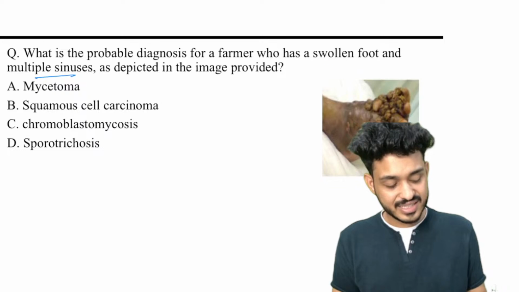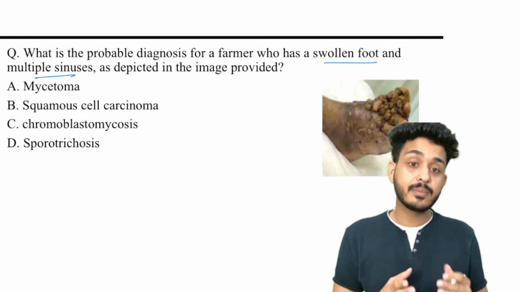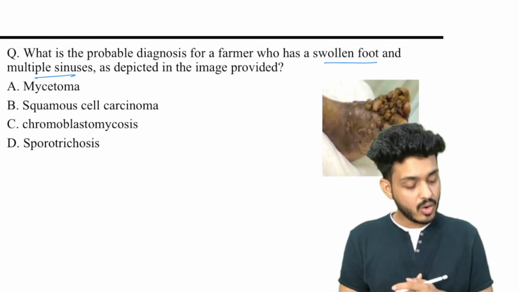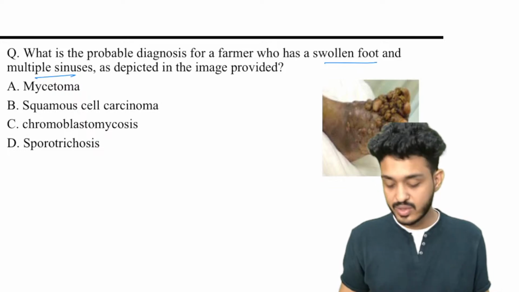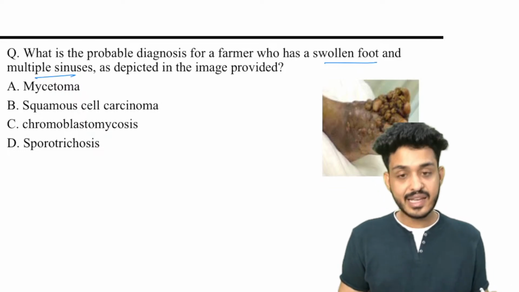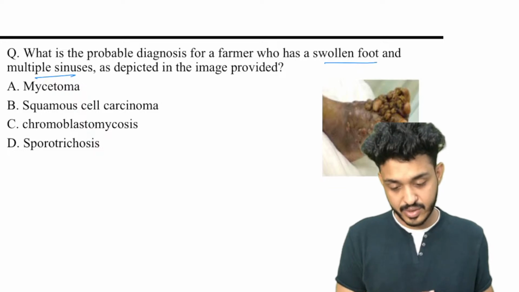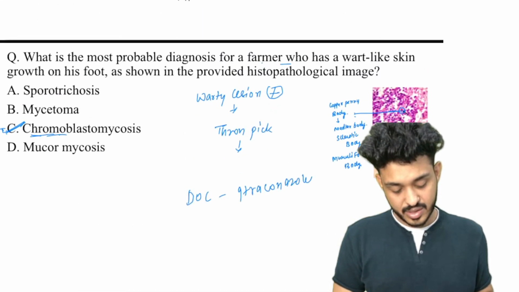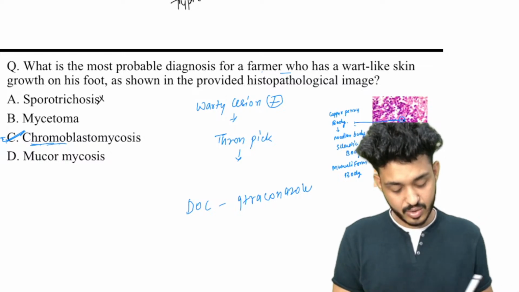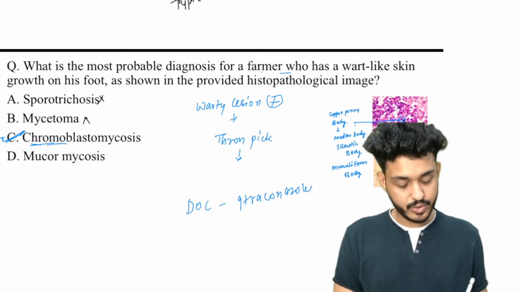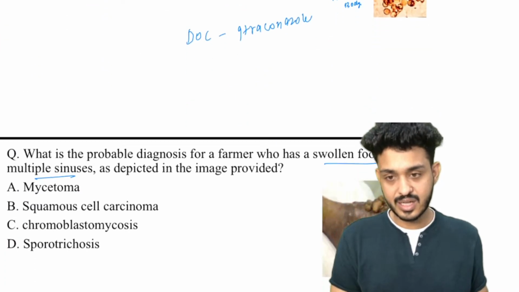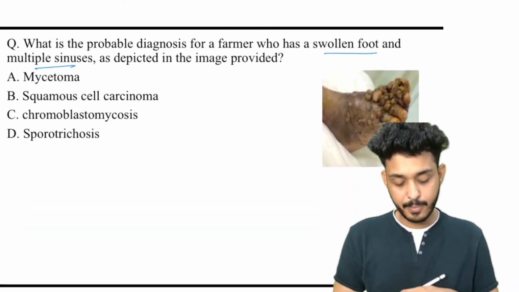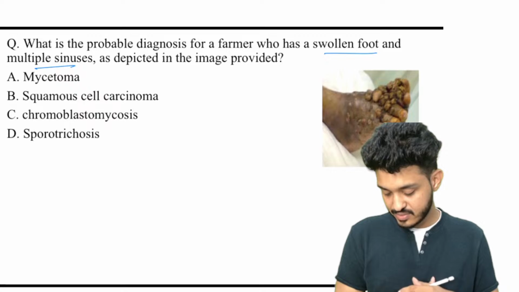Okay, the patient has a swollen foot, the patient has multiple sinuses, right? Now, how will you identify? First of all, diagnose the disease, and then we will discuss the treatment. Here sporotrichosis cannot be the answer. Mycetoma I will be showing you now. Mucormycosis cannot be the answer. Okay, look here. What is the probable diagnosis?